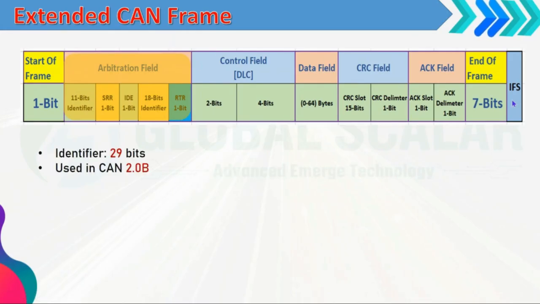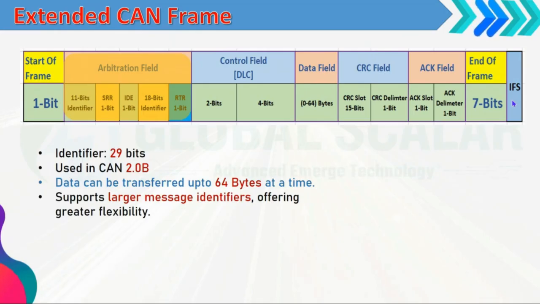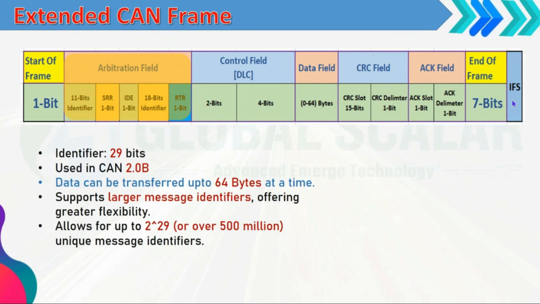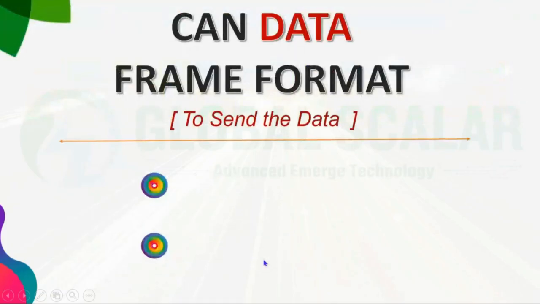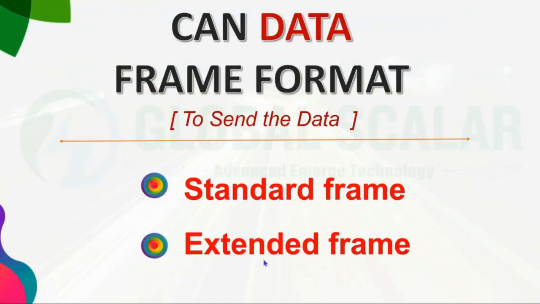And the identifier is 29 bits, as we discussed. It is used in CAN so that data can be transferred up to 64 bytes at a time, and it supports a larger message identifier. So we can configure the messages for specific use cases: with 2 to the power of 29, over 500 million unique message identifiers can be configured. It is suitable for more complex systems with higher message requirements, where a larger address space is needed. So here, the CAN data frame format, and how it can be configured in the standard frame and extended frame, we are going to discuss in detail.